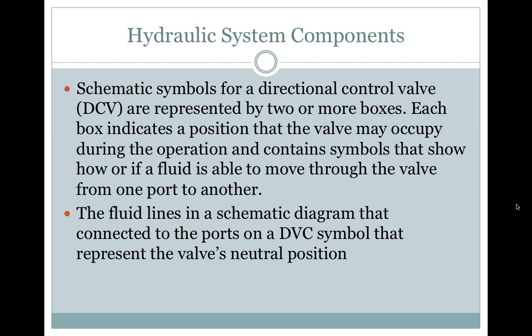Schematic symbols for directional control valves are represented by two or more boxes. Each box indicates a position that the valve may occupy during the operation and contains symbols that show how or if a fluid is able to move through the valve from one port to another. The fluid lines in a schematic diagram connect to the ports on a DCV symbol that represents the valve's neutral position.